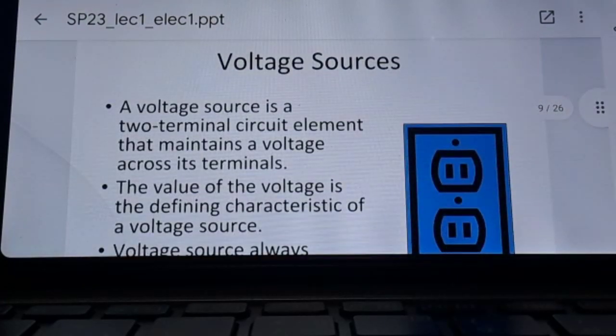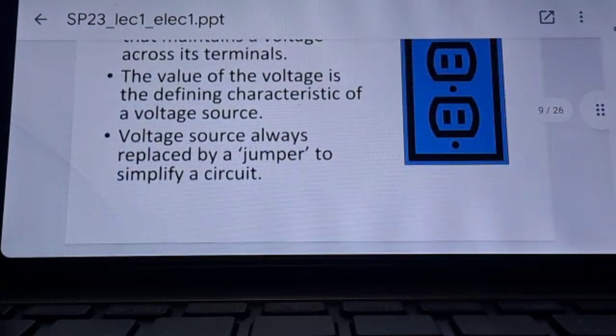So first one is the voltage source. A voltage source is a two-terminal circuit element that maintains a voltage across its terminals. The value of the voltage is the defining characteristic of a voltage source. A voltage source is always replaced by a jumper when specifying a circuit.